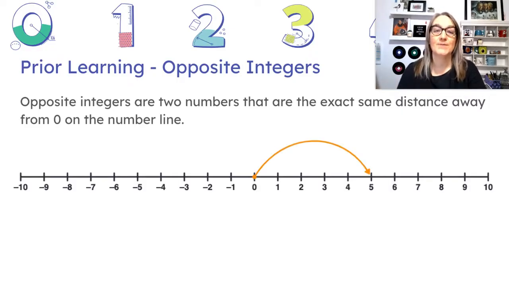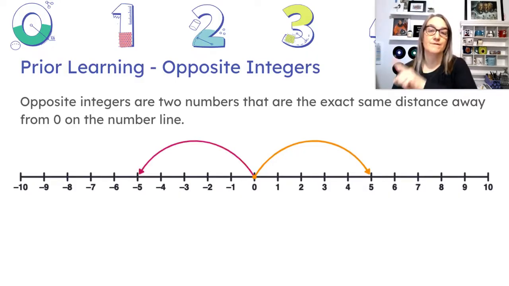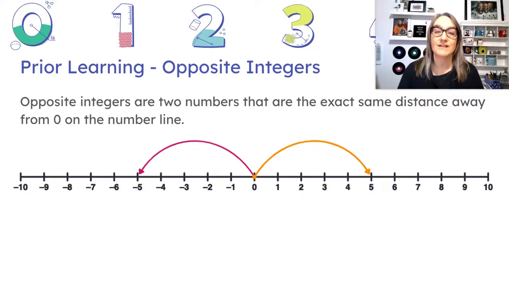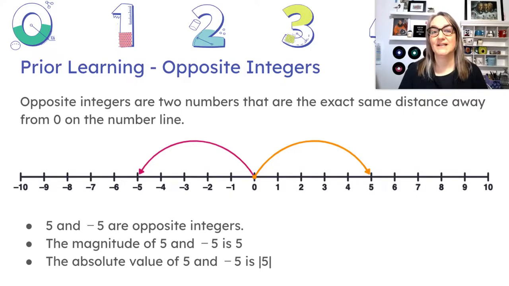One more time, opposite integers are two integers that are equally far apart from 0 on a number line, just in opposite directions. So we can see here that we have moved 5 units to the right in the positive direction on this number line to show positive 5. And then we can move 5 units, the exact same number of units, in the opposite direction to the left to show negative 5. So this picture shows us that 5 and negative 5 are opposite integers. We also see that the magnitude, or the distance away from 0, of both 5 and negative 5 is 5.